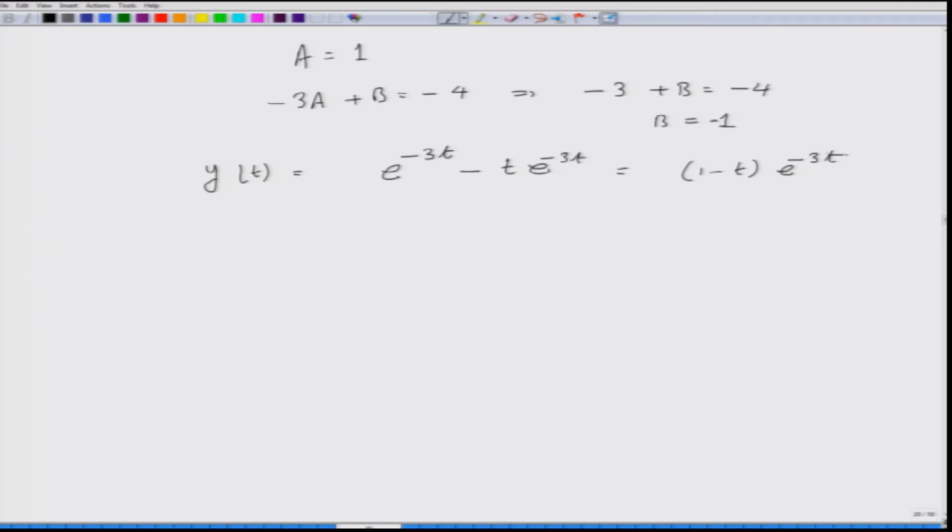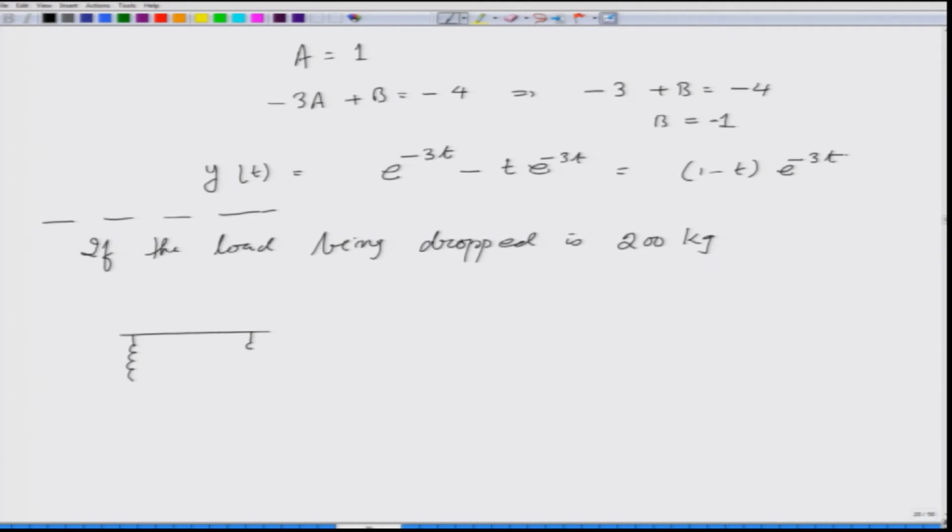which is 1 minus t times e raised to minus 3t. In part 2, what we are looking at is if the load being dropped is 200 kgs instead of 500 kgs, what is going to be the subsequent motion? So, again, let me make this system, and I have put a load of 200 kgs here. So, first let us calculate what the initial velocity is going to be.